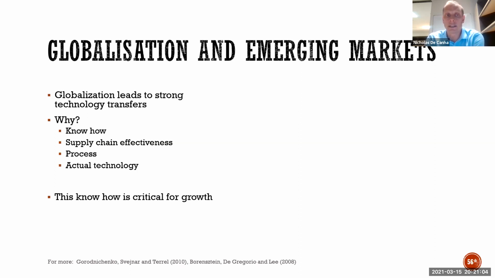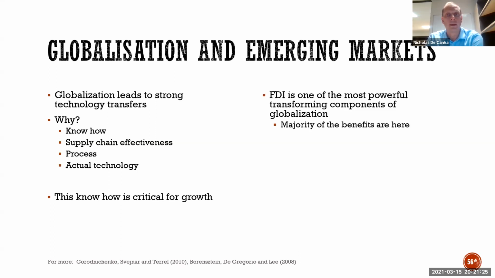Then you've obviously got processes. Again, as I said, these can be codified, and your actual technology. So globalization leads to a lot of these transfers. And if Apple sets up in your country, they will sort out the supply chain. And when they do that, everybody gets some benefit out of that, and that is critical for growth. So FDI is one of the most powerful transforming components of globalization, because the country or the company that enters with its money will solve a lot of these problems.